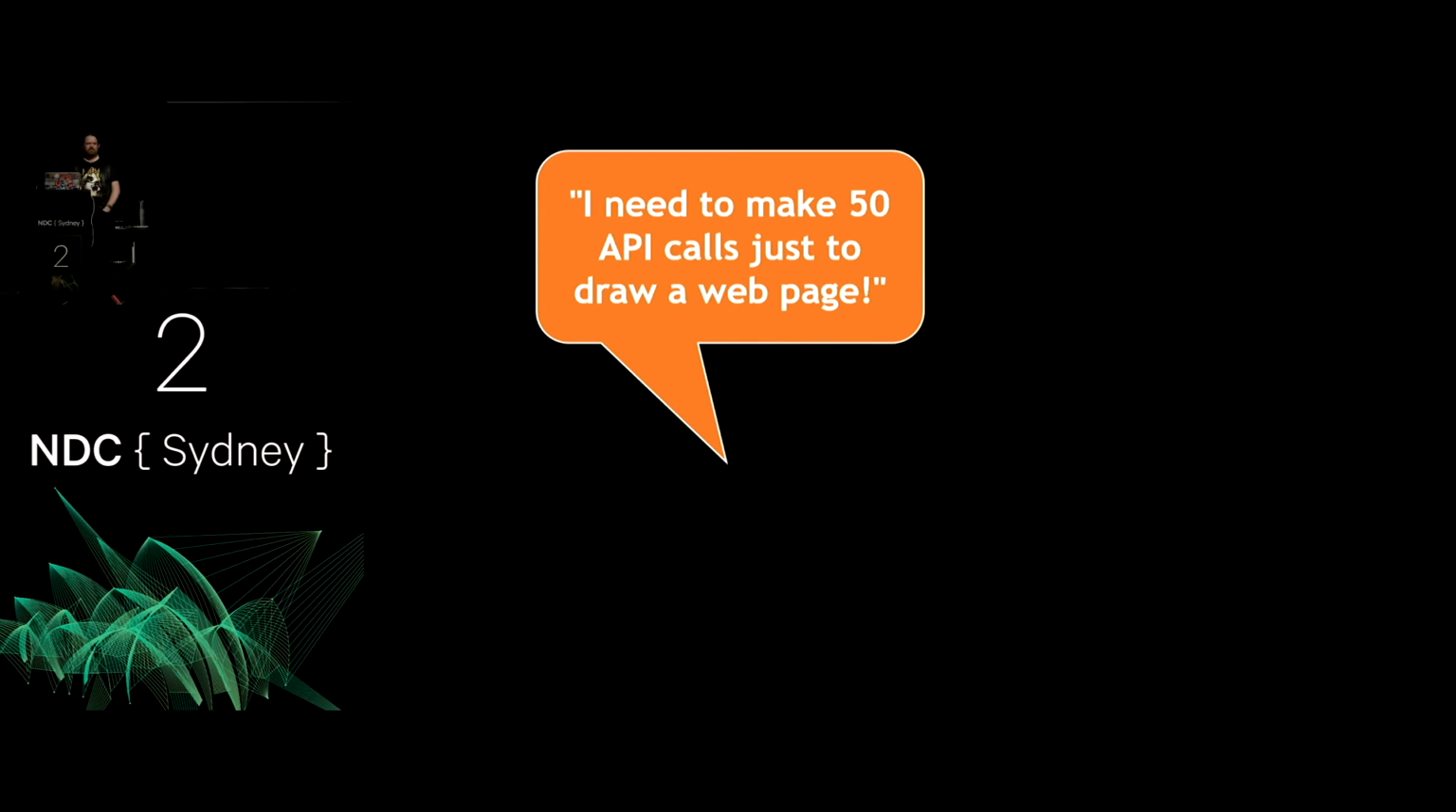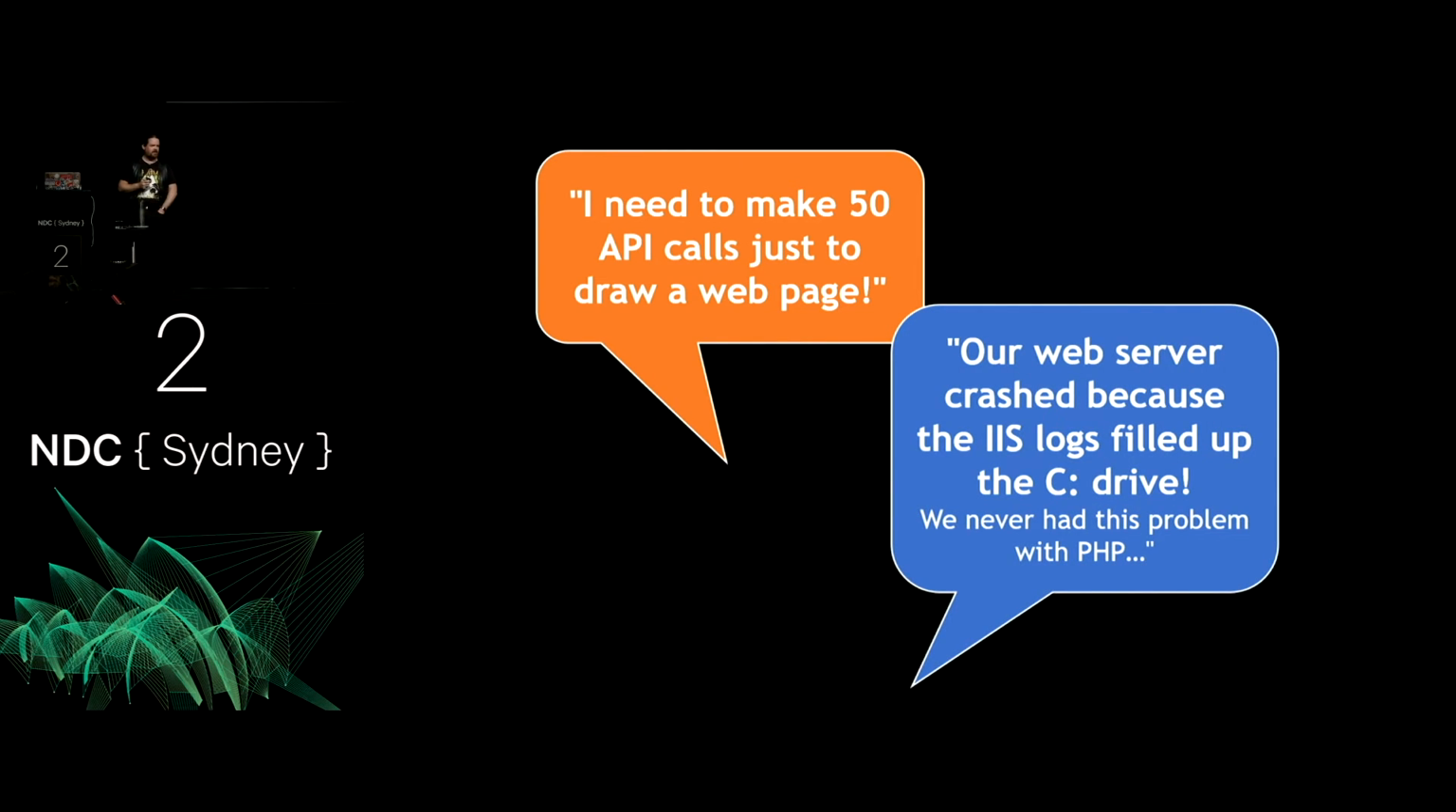And so I was like, dude, your API is crazy. I just want to draw a profile. I got to make like 50 calls. And then your ops team ring up, and they're like, our web server just crashed because the IIS logs have filled up the C drive. You ever had this happen in production? Yeah. Something that used to be one HTTP request is now 50 requests. And every one of those requests is going to write something to C inetpub log files. And they were like, well, of course we put all the applications on the D drive, but we didn't think we had to move the logs because this never happened before. And of course we never had this problem with PHP.